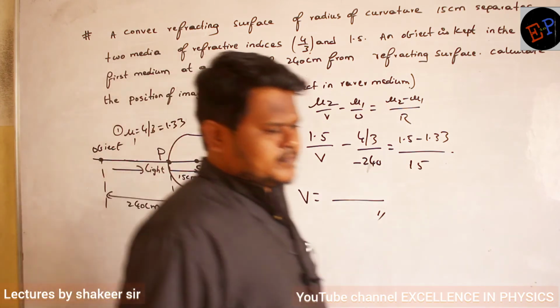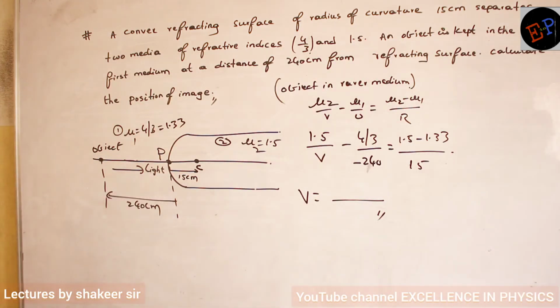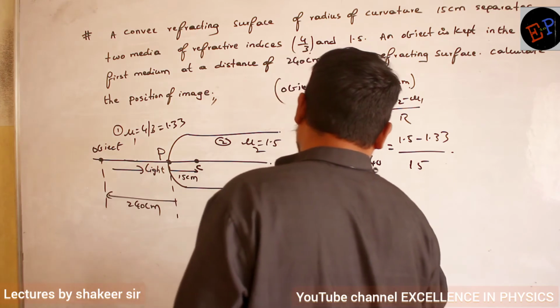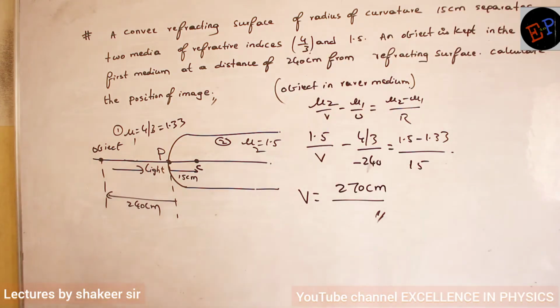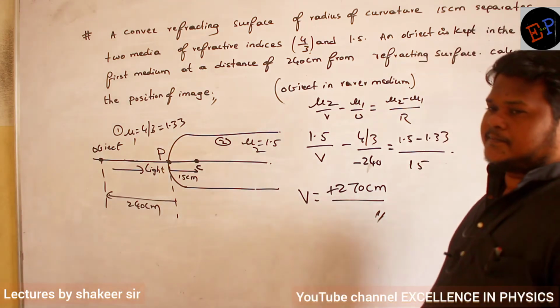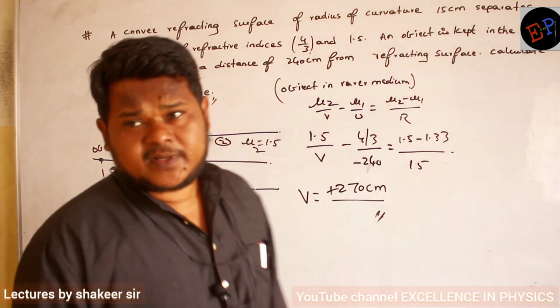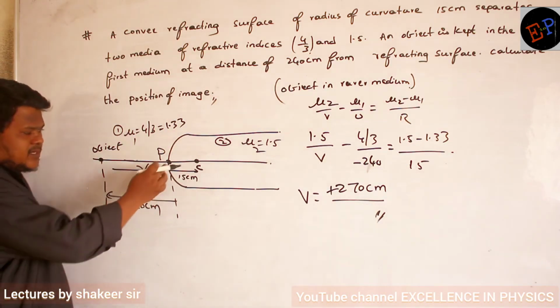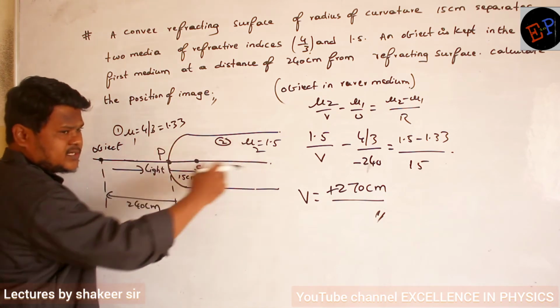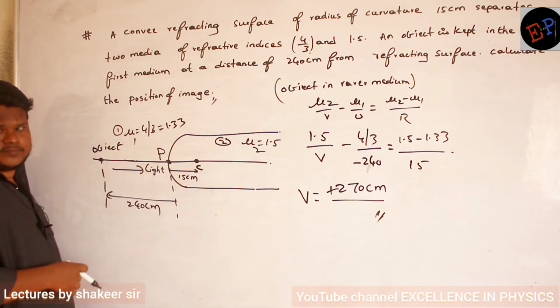Come on, do the calculation. The V value you should get is 270 centimeter. Are you able to understand? So plus 270 we got. What is meant by plus 270? If I measure distances in this direction, it is negative; if I measure distances in this direction, it is positive.